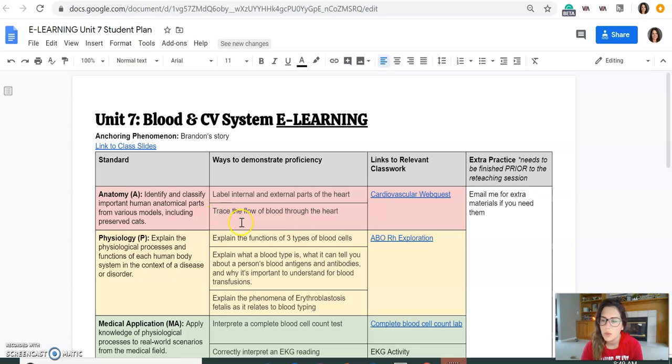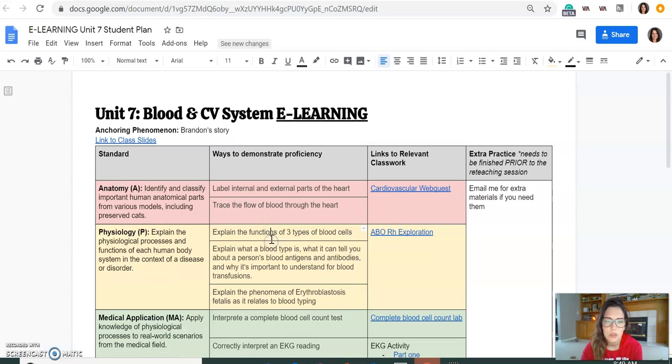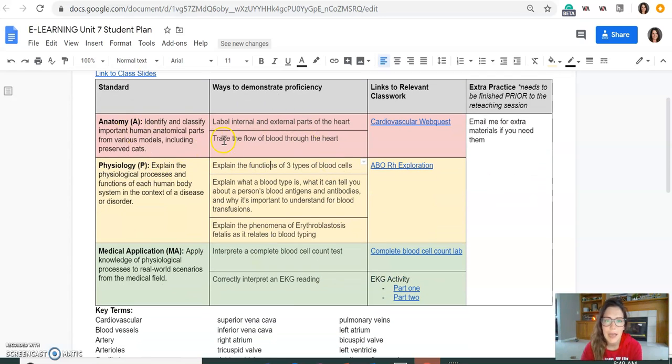Hey everyone, this is week 2 of the cardiovascular system and blood. So last week we did the anatomy standards. You looked at the internal and external parts of the human heart. You traced the flow of blood through the heart, which you'll have to do both of those things on the summative for this week. And then you also did the physiology standards.